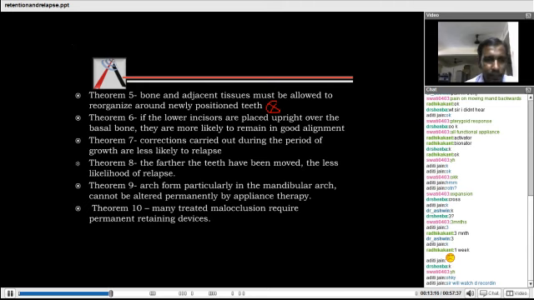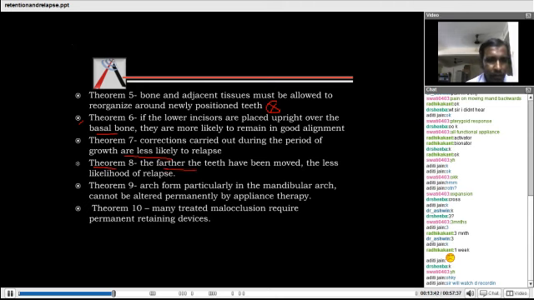Theorem 6: the lower incisor should be placed upright over the basal bone, according to Tweed. Theorem 7: corrections carried out during the growth period are less likely to relapse. Which means you are trying to correct more, right? Trying to advance the mandible or reconstruct the mandible, the bone tends to form there. The bone that formed in that period of time is much harder, so there is very little chance of relapse.